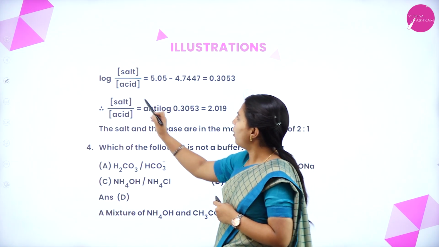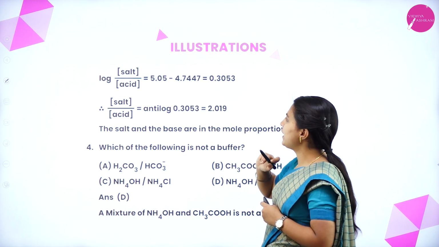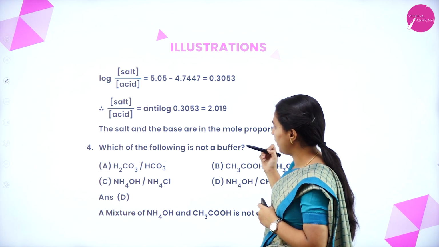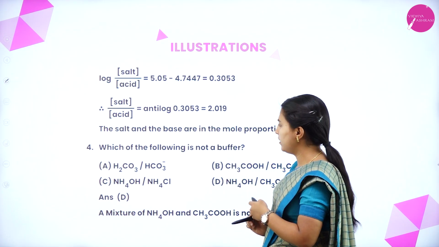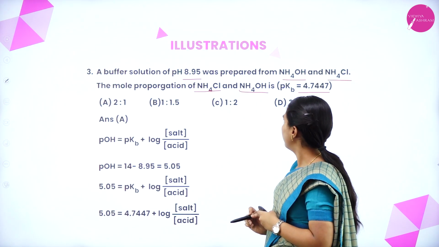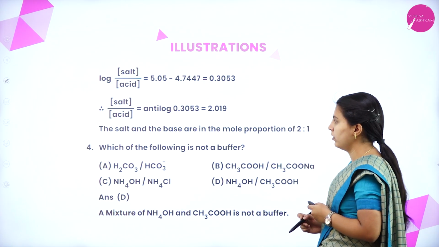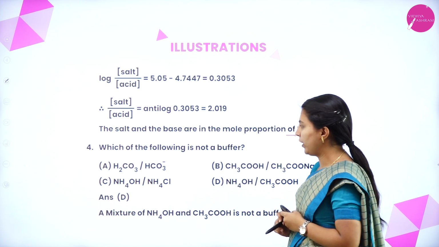See here, log of salt by base will be equal to 5.05 minus 4.7447, which equals 0.3053. If we take the antilog, it will be 2.019, so it will be 2:1. The salt and the base are in the proportion of 2:1.